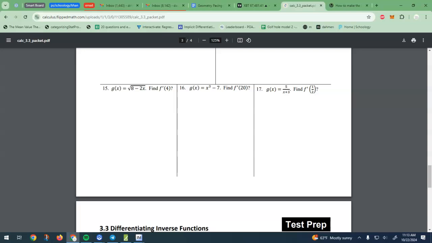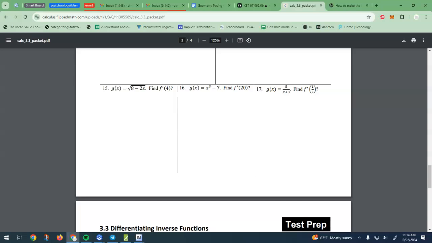So again, I know f and g are inverses, and they give me a g, so let's just make everything a g. So this is g inverse prime of 4 that I'm looking for. So that's 1 over g prime of g inverse of 4. So my job is to find g inverse of 4. Again, if I were finding g of 4, I'd plug in 4 for x. If I'm finding g inverse, I'm going to plug in 4 for y. So it goes here. So 4 equals root 8 minus 2x.